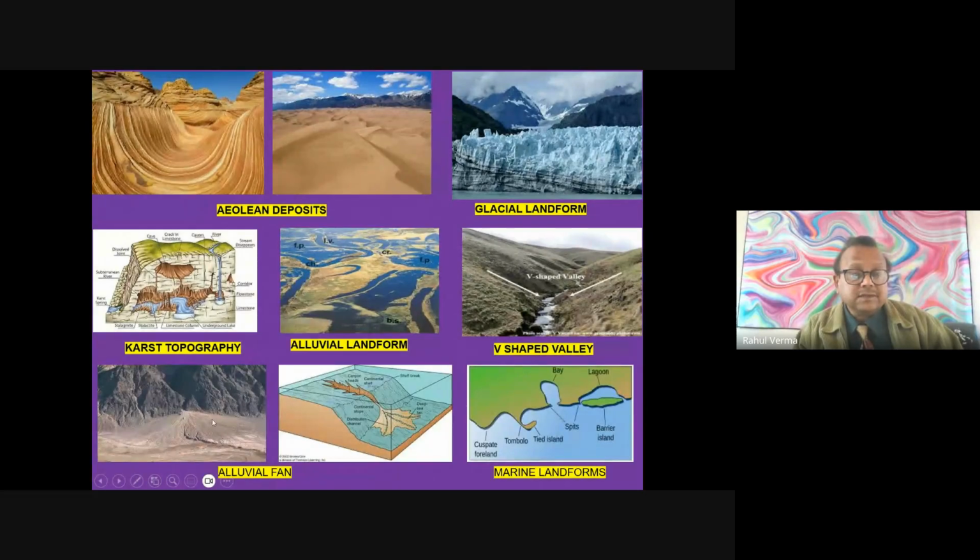Now you see this is an alluvial fan. Here you can see it. When a river from the top goes down the slope, this is how the material spreads. So this is called an alluvial plain, and these are marine landforms. You get bay, lagoon, barrier island, spits, tombolo, cusps. These are different shapes.